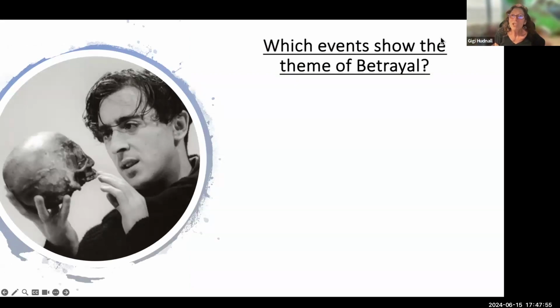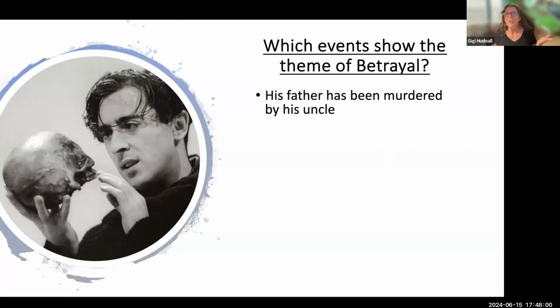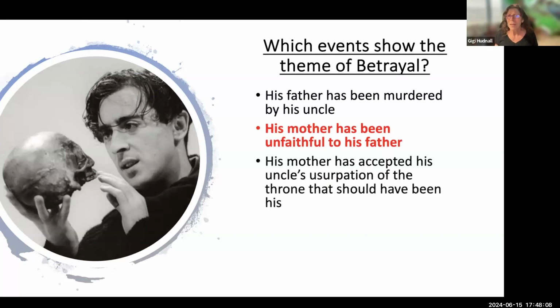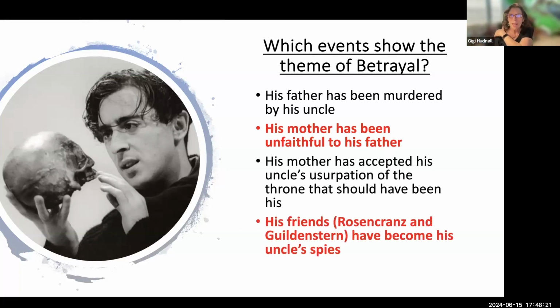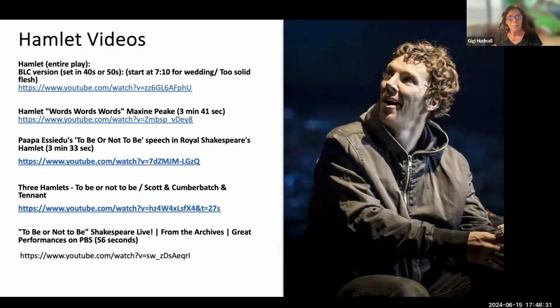So which of the events show the theme of betrayal in Hamlet? So betrayal. His father has been murdered by his uncle. That's a betrayal. His mother has been unfaithful to his father by not even mourning his death. His mother has accepted the uncle usurping him and stepping basically in front of her son to be king, as the throne that should have been Hamlet's. And his friends, Rosencrantz and Guildenstern, have become his uncle's spies. And these are people that he knew his whole time growing up and went away to school with. And yeah, messed up, man.